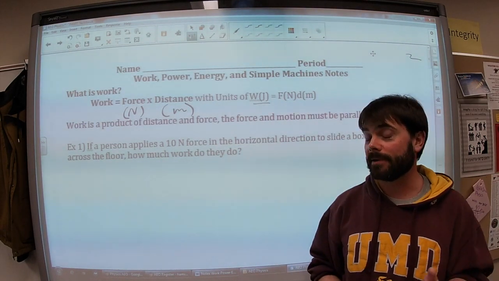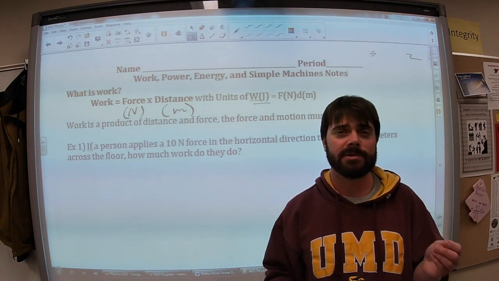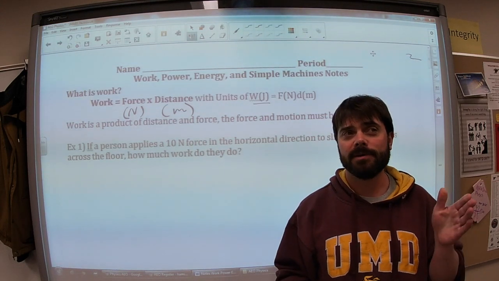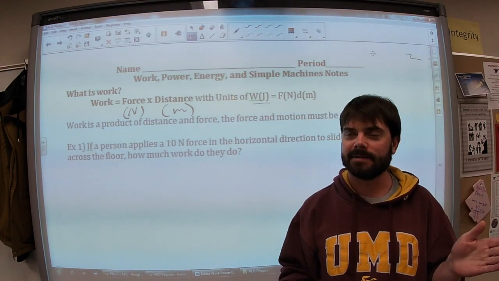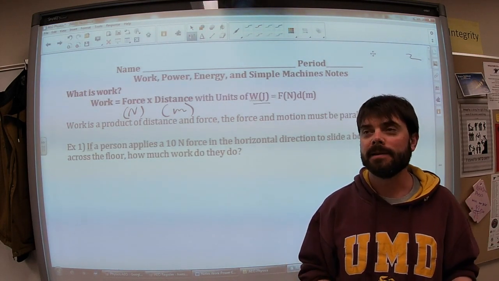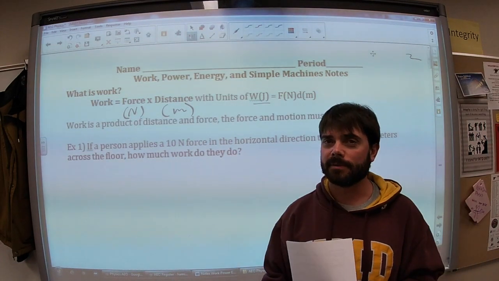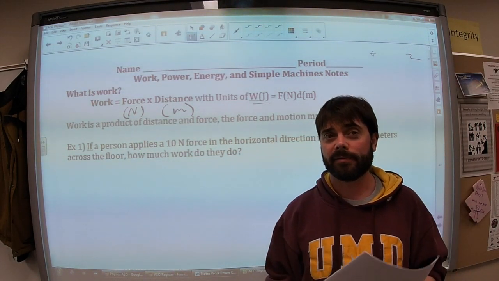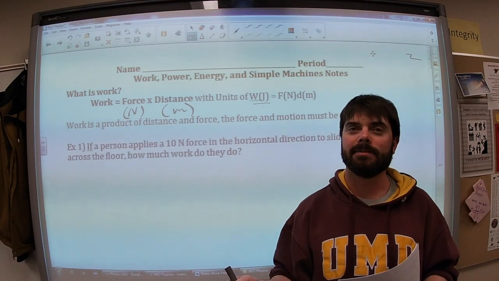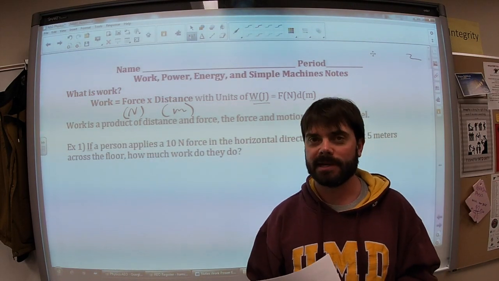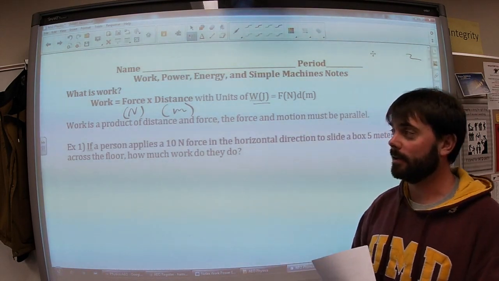There may be applications where we talk about pushing or pulling on an object, but you may be applying a force that's not in the same direction the object's moving. You may have to use a little bit of trigonometry in order to figure out what that force is in the direction that the object's moving. I'll have a couple of examples here that will show you what I mean.